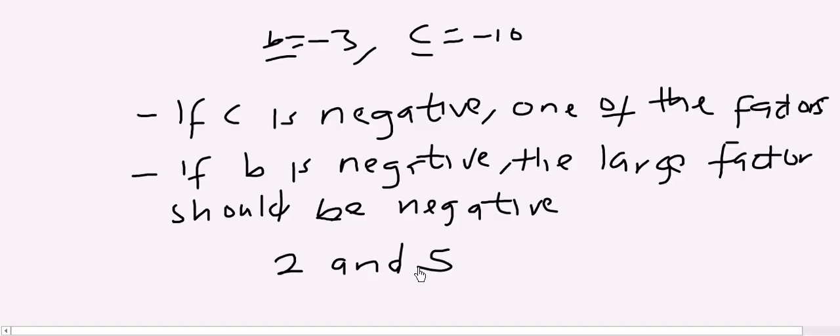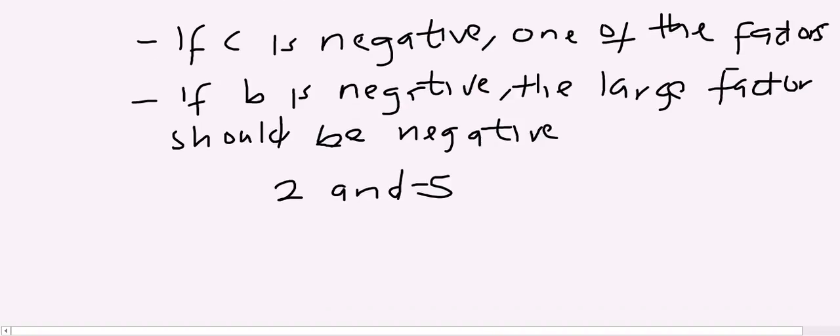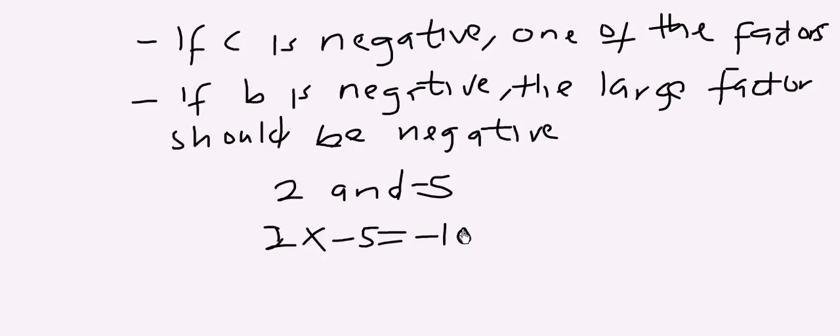So we said if c is negative, one of the factors should be negative. To know which factor will be negative, we look at the sign value for b. So since b is negative, the larger factor should be negative. So minus 5 will be that factor. So 2 and minus 5. So that we have 2 times minus 5 gives us minus 10. And minus 5 plus 2 gives us minus 3.